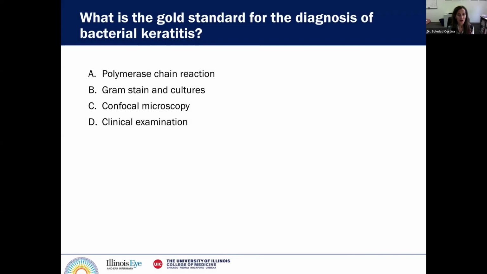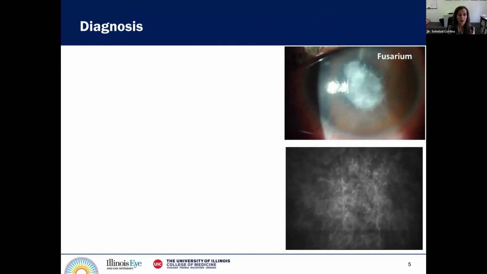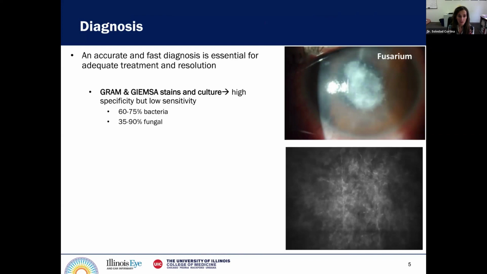All right, so I like it. The gold standard, I think still in this day and age, despite all the pitfalls, is gram stain and cultures for diagnosing bacterial keratitis. But I think there are other modalities that are gaining traction, and I'm going to talk a little bit about what the future holds. But obviously, we all want a fast and accurate diagnosis so that we know what we're treating, we can treat it fast, and we can achieve resolution as soon as possible.